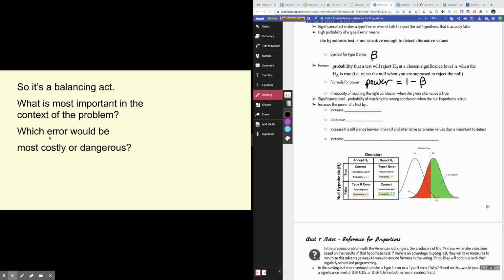Oftentimes you'll see business scenarios where one of the errors you could make would cost a lot of money, right? You'll also see problems where you're dealing with a vaccine or a medicine or a drug trial of some kind, and a type 1 or a type 2 error, depending on the context of the problem, could be really dangerous for people. Like people could get really sick or die, right? So you have to be able to make that choice as the statistician, okay?